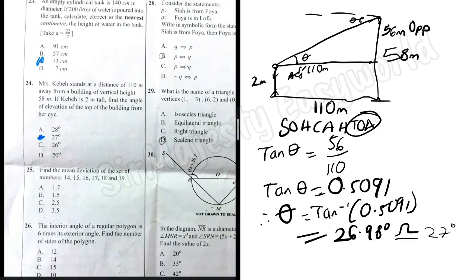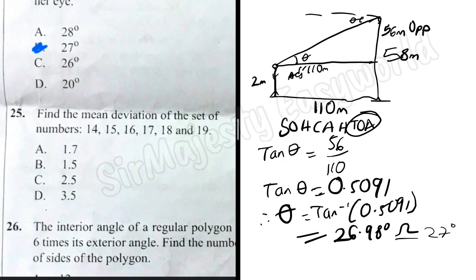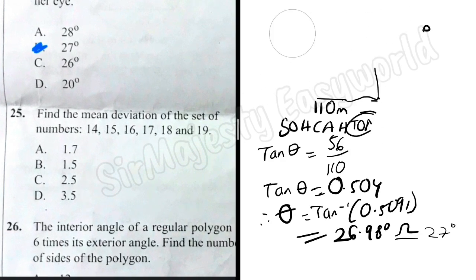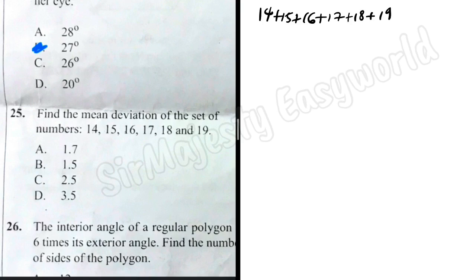So the next question is number 25. Find the mean deviation of the set of numbers 14, 15, 16, 17, 18, and 19. So to find the mean deviation, we first have to find the mean. So I need to add everything together. That's 14 plus 15 plus 16 plus 17 plus 18 plus 19, divided by the number of numbers here. That's 1, 2, 3, 4, 5, 6.